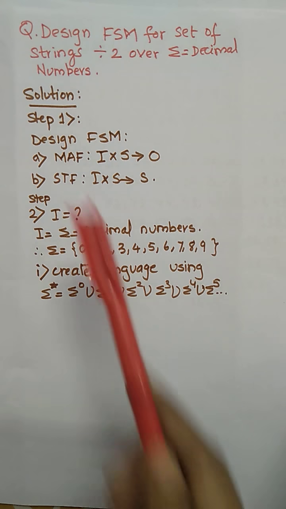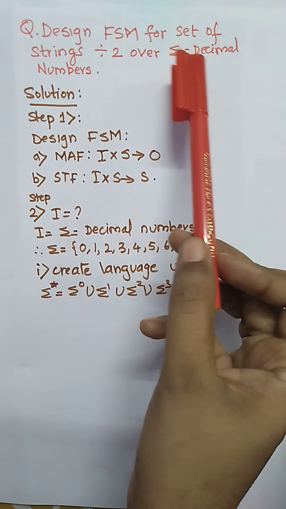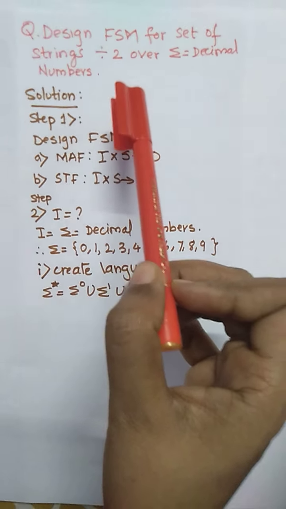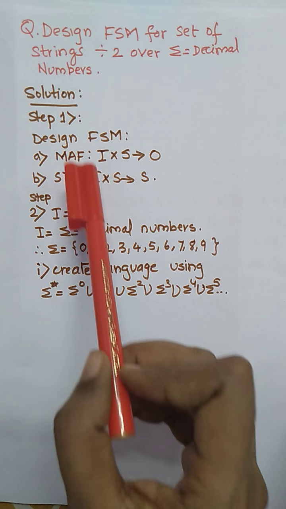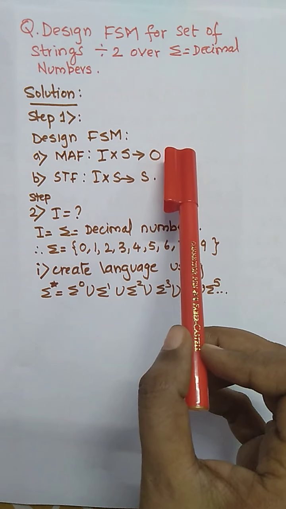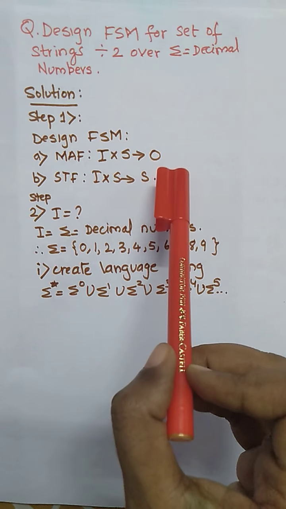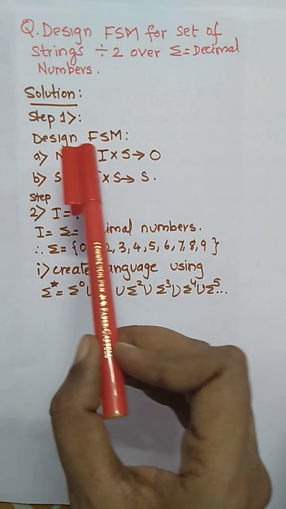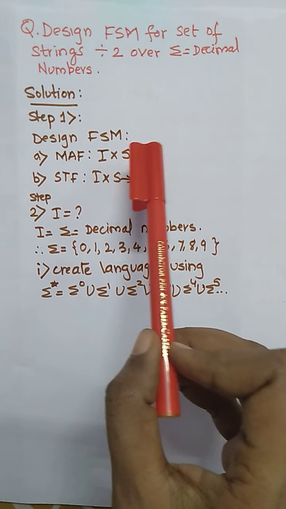Today we are going to design an FSM for the set of strings divisible by 2 over the decimal number system. To design an FSM, we should know two basic functions: the machine function, in which the input with the current state goes to the output, and the state function, in which the input with the current state goes to the next state. For finding these two functions, the basic requirement is that we have to find I, S and O.